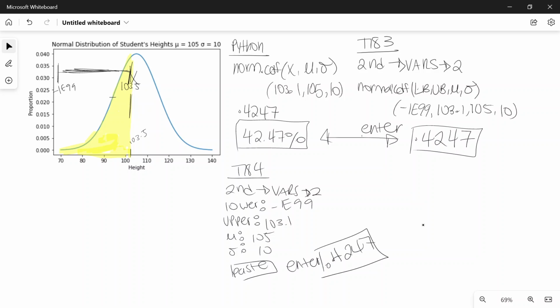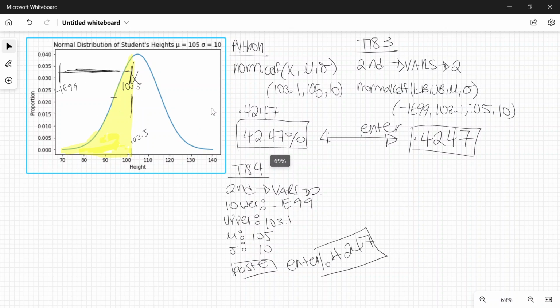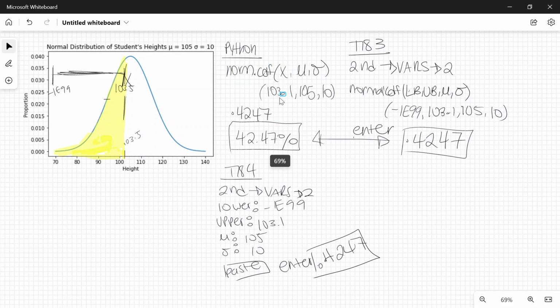It gets a little bit more complicated for Python when it's asking for the area above or higher than a certain point x. But I already did a video like that. It's not really that complicated. I already explained it at the beginning. All you have to do is use norm.sf and plug in the same values and it'll give you the area above, which is the same thing as doing 1 minus CDF.